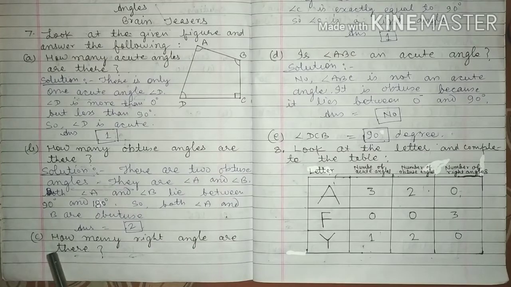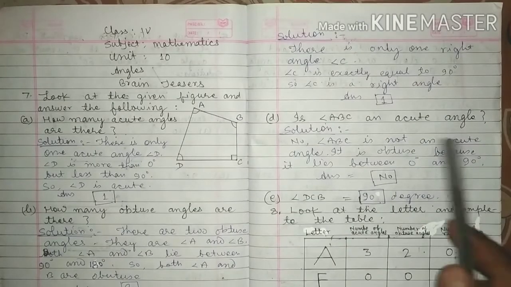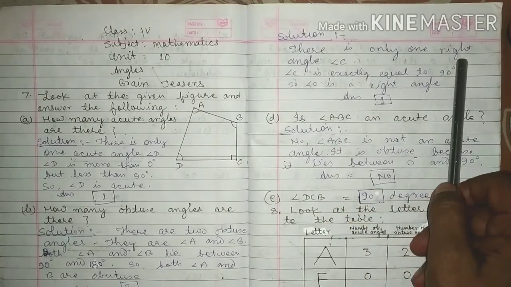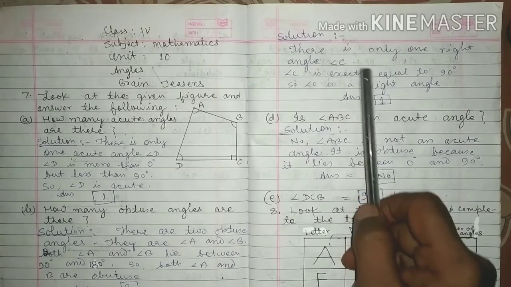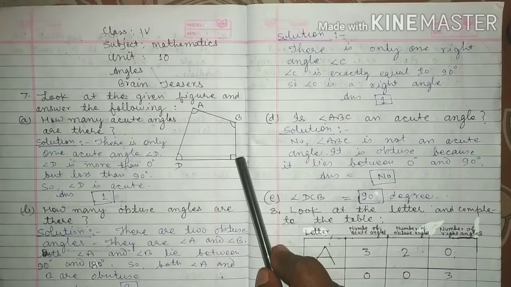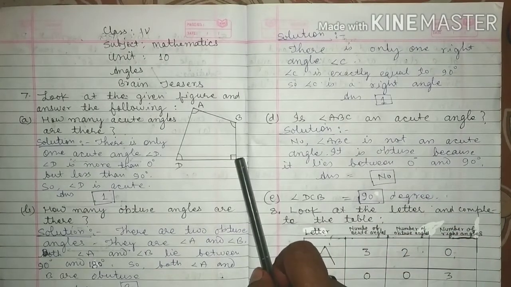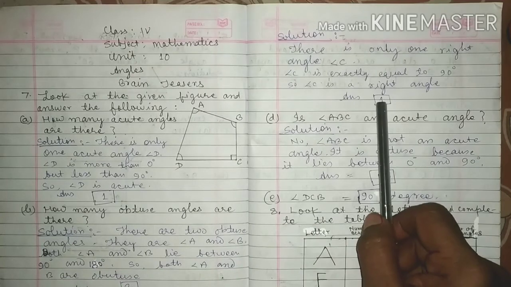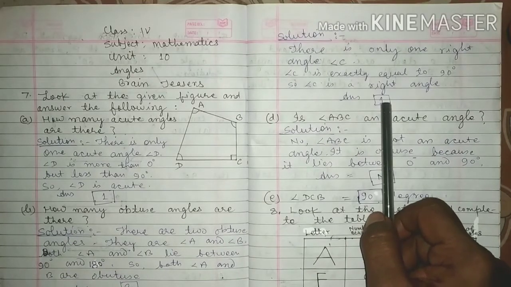Now question number C. How many right angles are there? For the solution of this question, we write, there is only one right angle, that is angle C. Here angle C is exactly equal to 90 degree. So angle C is a right angle. Number of right angles is 1. This is the answer of question number C.